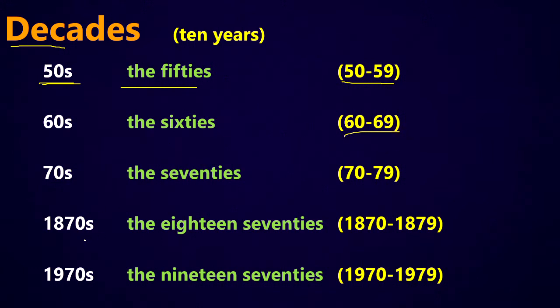So we could say like the 1870s or the 1970s. So if I say the 1870s, I mean 1870 through 79. If I say the 1970s, that's 1970 through 79. So when I'm giving a year, I will usually give the numbers in two groups. I'll give the first two numbers together and the second two numbers together. So 1870s, 1970s.